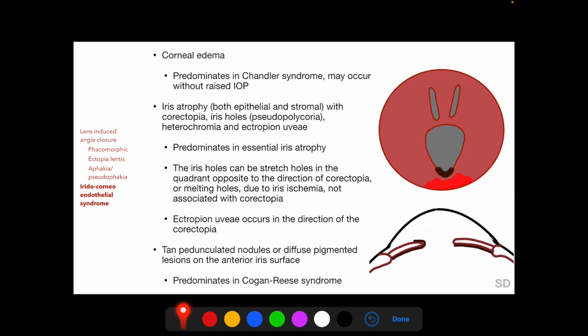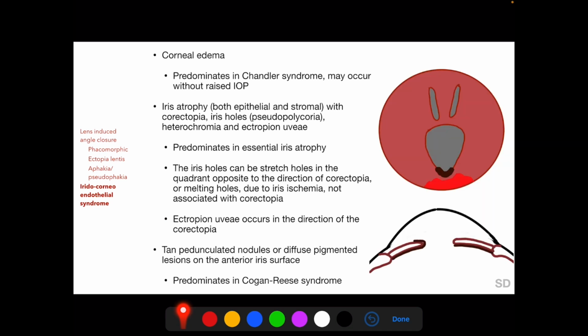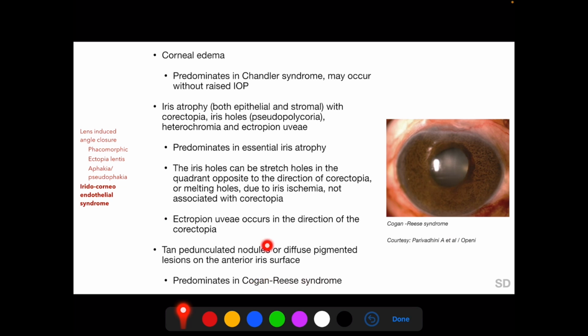correctopia. Ectropion uveae is due to pulling of the posterior pigment epithelium around the pupillary margin and onto the anterior surface of the iris. And this photograph shows an eye with ICE syndrome with ectropion uveae all around the pupillary margin. But when ectropion uveae occurs in a portion of the pupillary margin, it occurs in the direction of the abnormal membrane, and so in the direction of the correctopia. In Cogan-Reese syndrome, we find iris nodules which are tan and pedunculated in nature, as seen here in this photograph, present on the anterior iris surface.